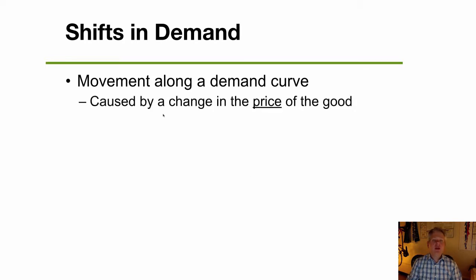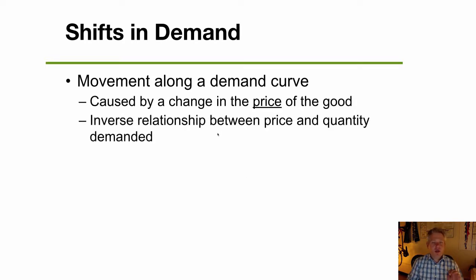So that's where we get that inverse relationship between price and quantity demanded. You move up and down the demand curve. The curve itself doesn't move. The demand schedule doesn't move. The things that we're going to talk about in this screencast are things that shift demand, that actually cause that demand curve to actually move.